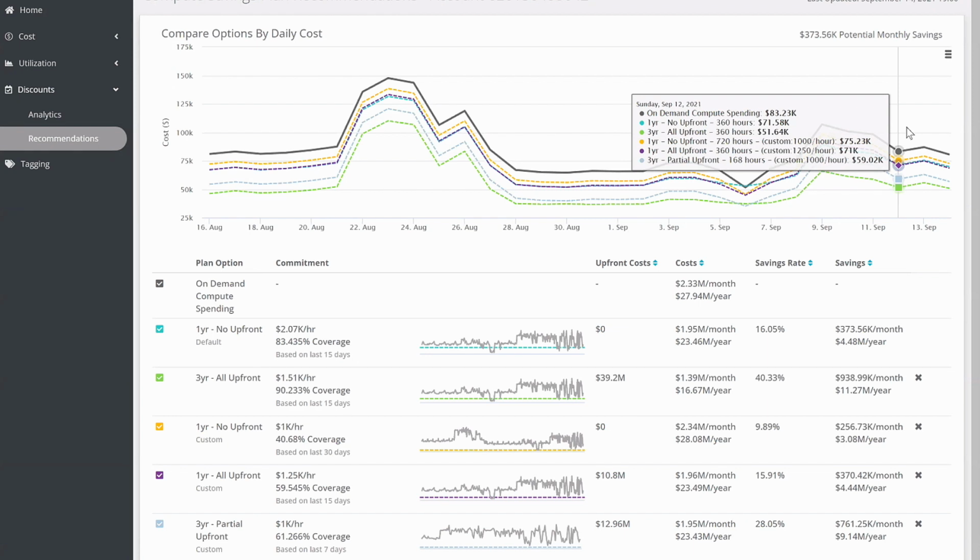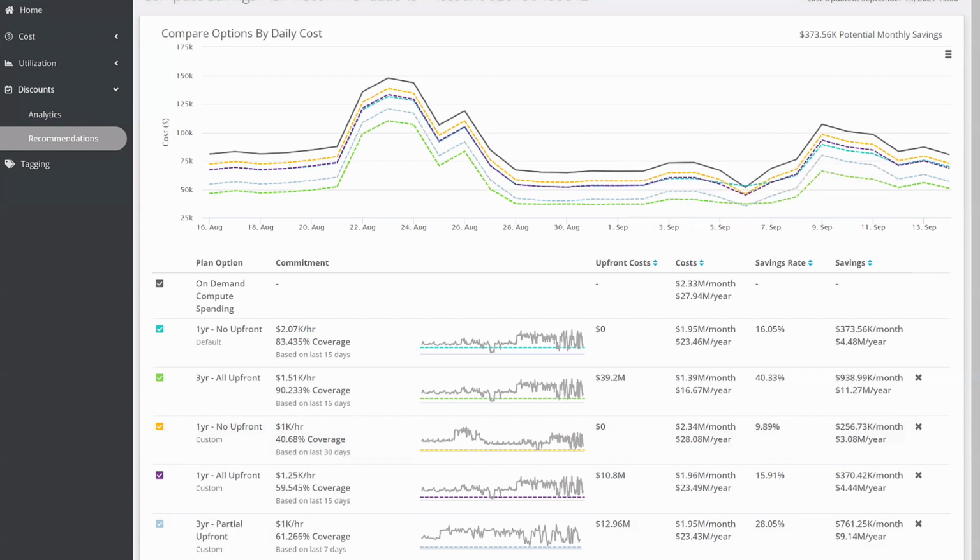The goal here is to get you to a point where you can make a decision. Once you're ready to do that, you can click, and this takes you over to the AWS console, where you can fill in the information and make the purchase there on the AWS side.